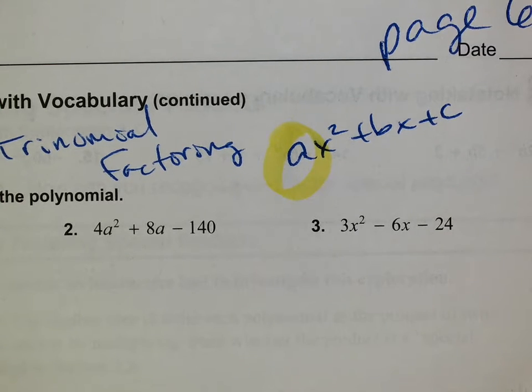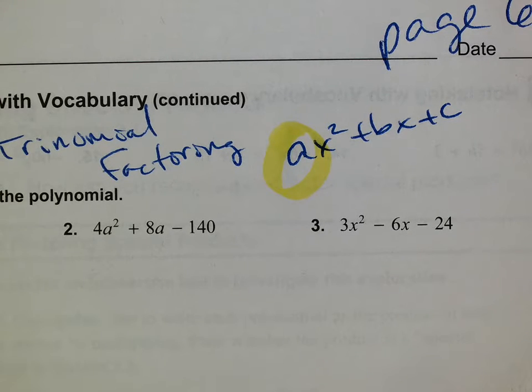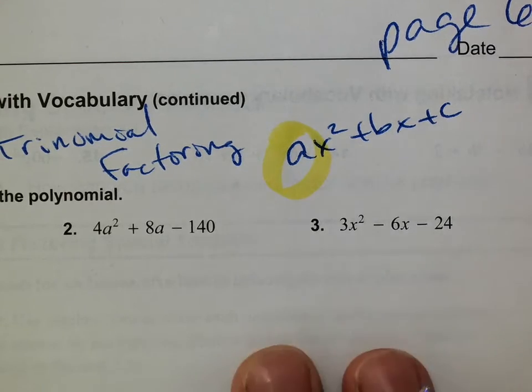Sometimes these are easy to do, and sometimes they're a little bit hard. But we're going to work at it, and then you're going to have to check. That's why kids don't like this kind of factoring. You have to check it. Okay. So let's go to number 1.